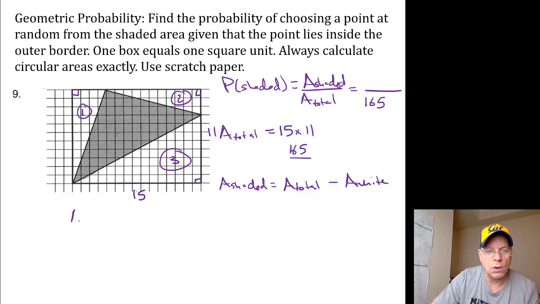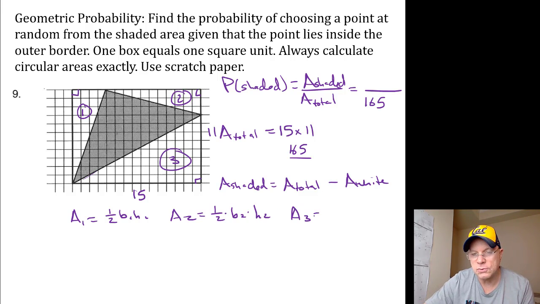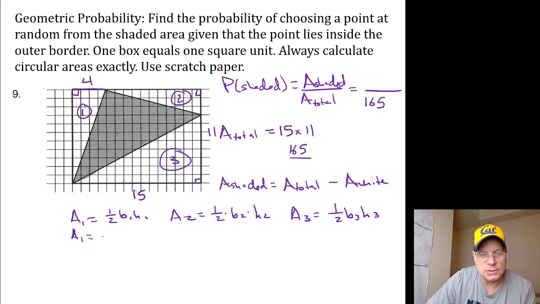So area of triangle 1 is 1/2 times the base of triangle 1 times the height of triangle 1. Area of triangle 2 is 1/2 times the base of triangle 2 times the height of triangle 2. Area of triangle 3 is 1/2 base 3, height 3. Triangle 1's base is 4. So area of triangle 1 is half of 4 multiplied by a height of, we already know the height, it's the height of the rectangle, 11. Half of 4 is 2, and 2 11ths is 22. So area of triangle 1 is 22.